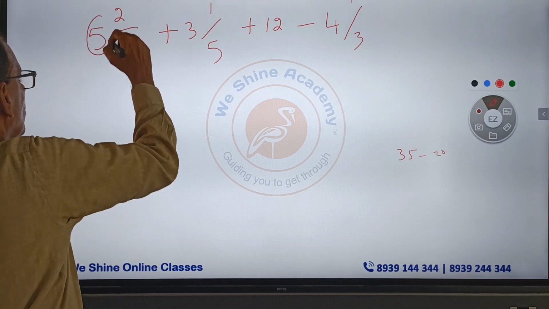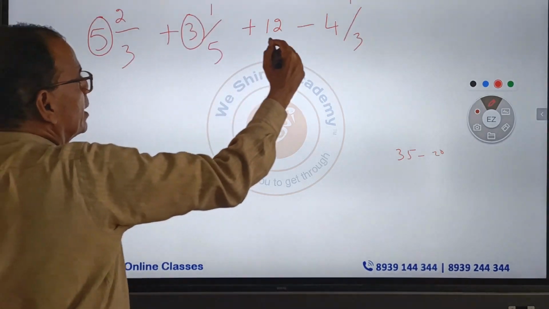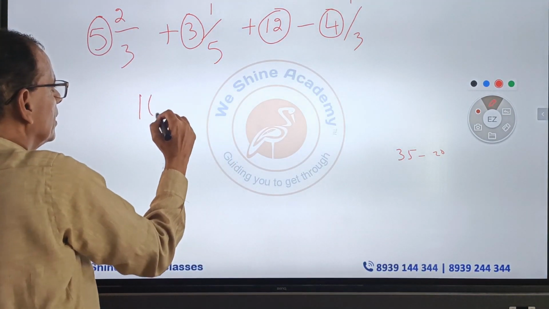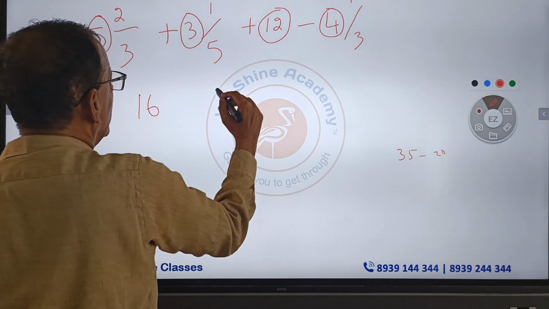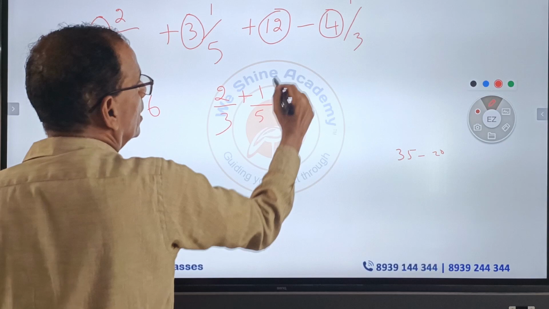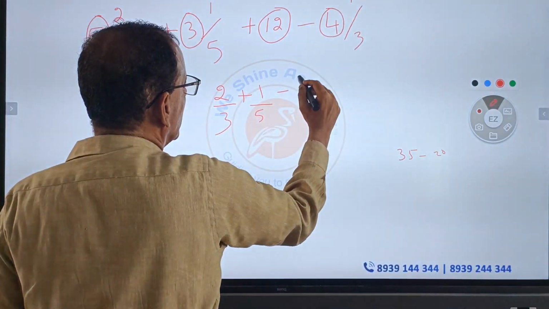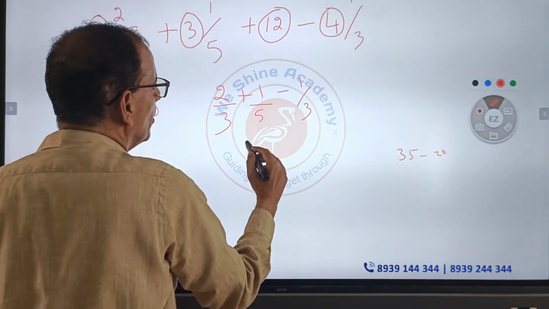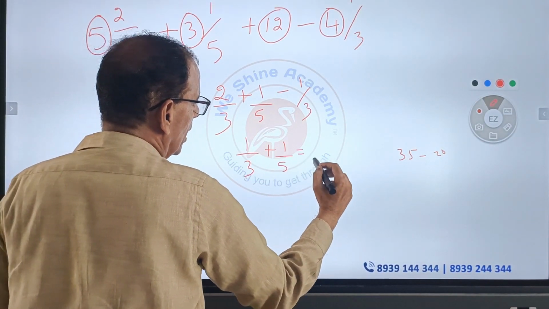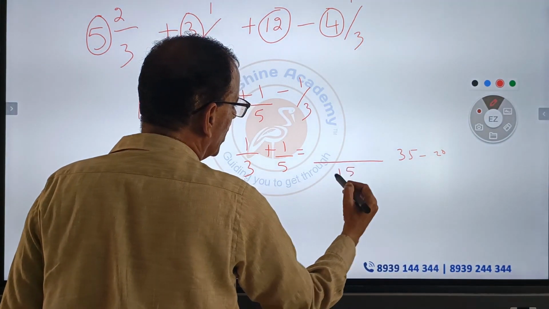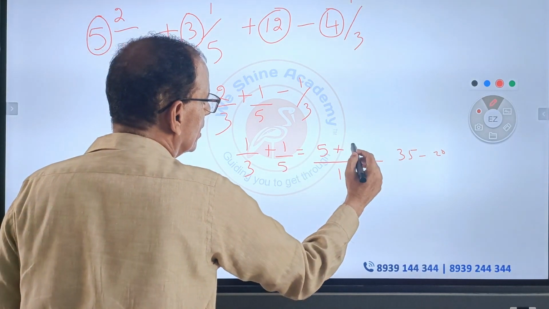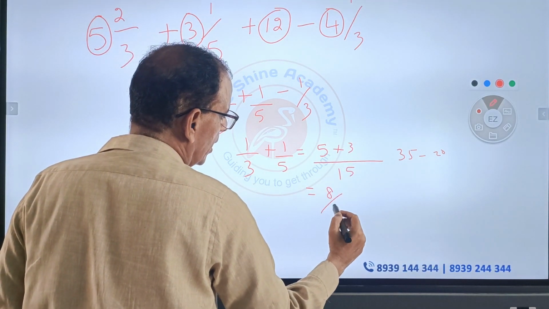You take the whole numbers: 5 plus 3 is 8, 8 plus 12 is 20, 20 minus 4, how much? 16. What is remaining? 2 by 3 plus 1 by 5. The minus 1 by 3 is applicable here also. 2 by 3 minus 1 by 3, how much? 1 by 3 plus 1 by 5. Now the LCM of 3 and 5 is 15. 15 by 3 is 5, 15 by 5 is 3. That is how much? 8 by 15.